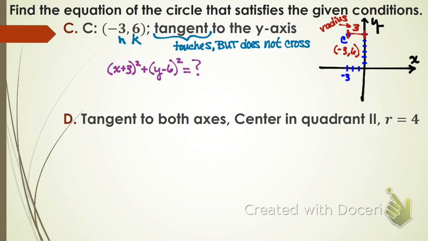So what should go after the equal sign? 9. Because that is 3 squared. I feel like we need to look at that idea a little bit more.